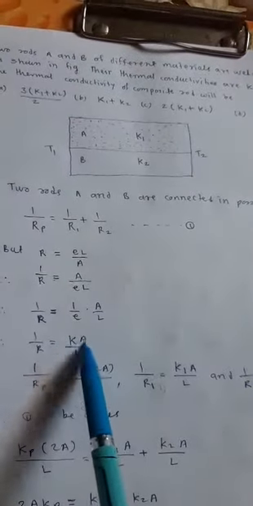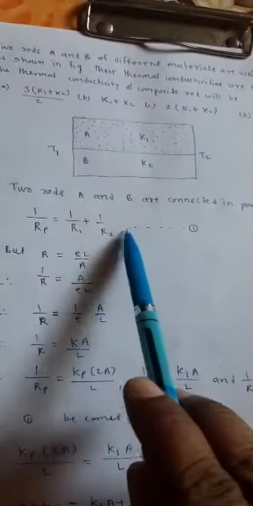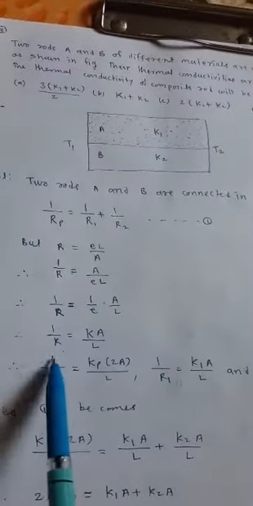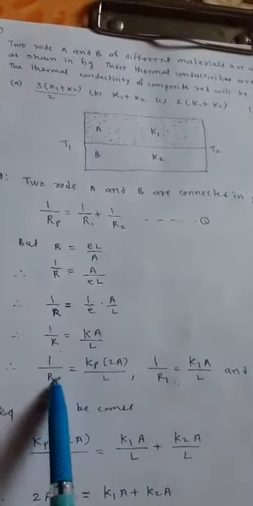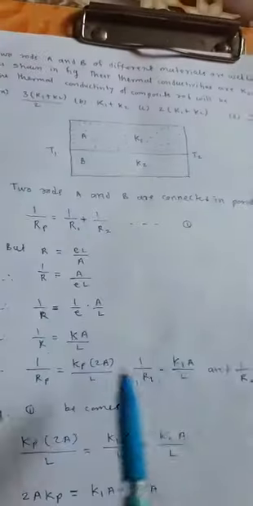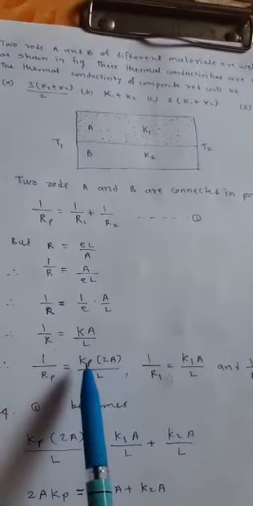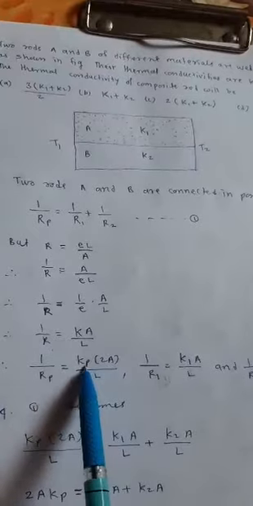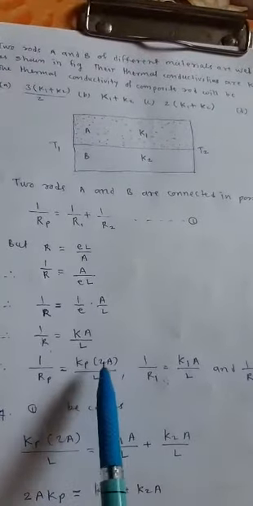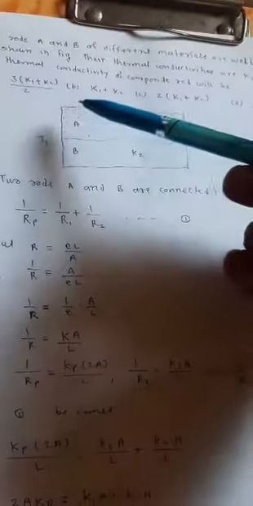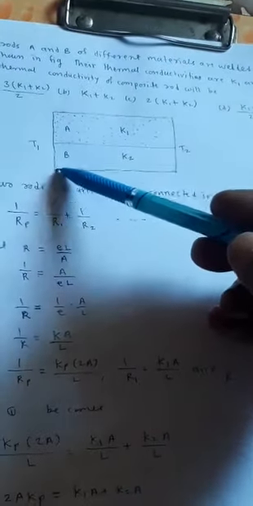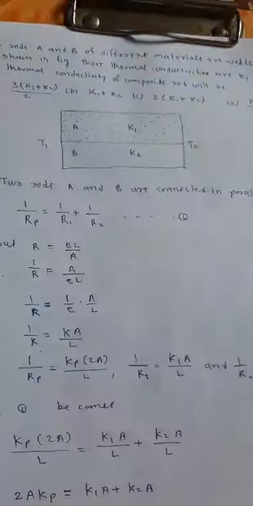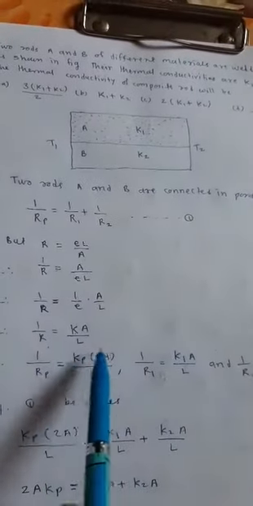Applying this formula and putting these values, in this case, we get 1 divided by Rp is equal to... what is Kp? What is Rp? Resistance offered by this composite slab. And Kp means conductivity of this composite slab. Therefore, Kp into 2A divided by L. Here the area becomes double. For a single rod, area is A, and for the other rod the area is also A. So for the composite rod, what will be the area of cross section? Twice, 2A. Therefore, we can write Kp into 2A divided by L.